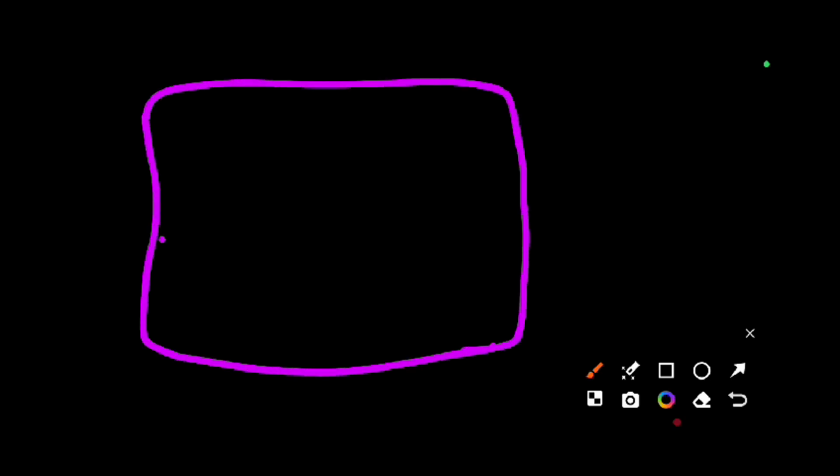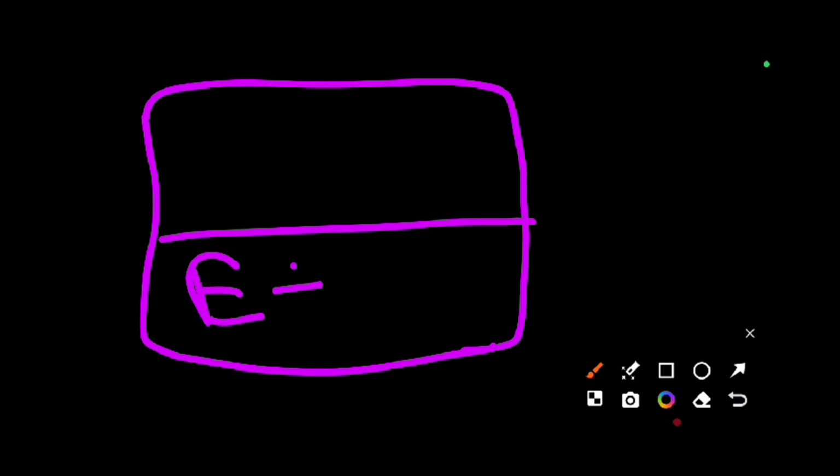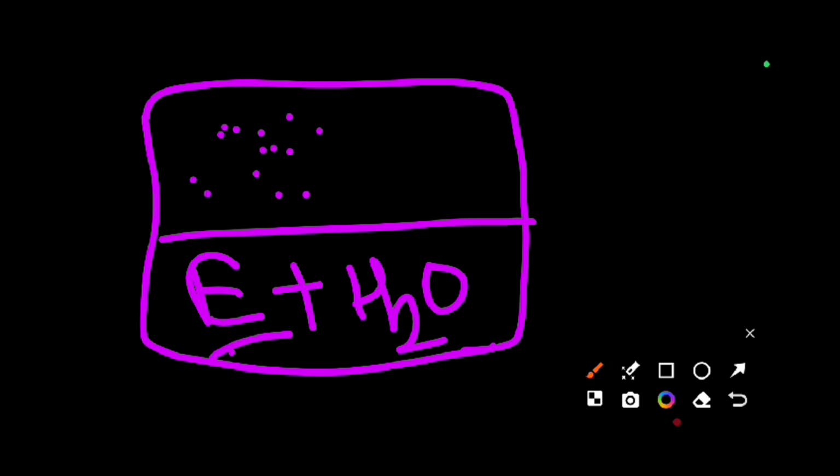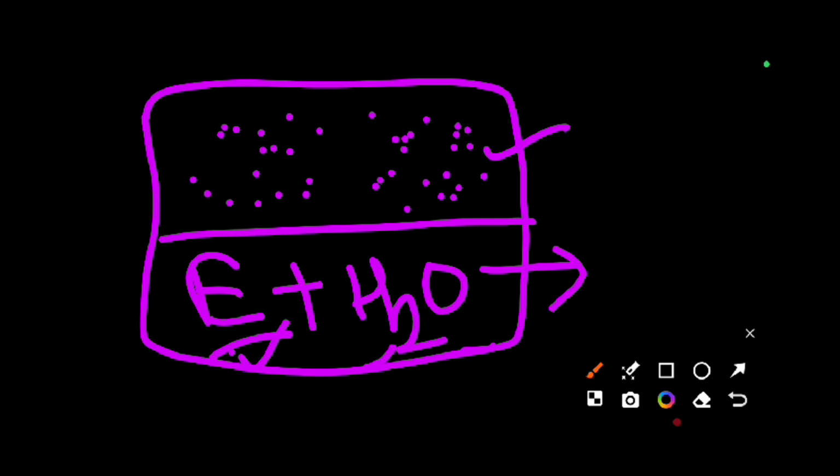You have taken a closed container. In that you have taken ethanol plus H2O. Which one has more capacity to escape? That is ethanol. Then vapors will be formed of ethanol, and water also. So we can say that in the liquid state, molecules of ethanol and water both are present here, and in the gaseous state also, molecules of ethanol and water are present here.